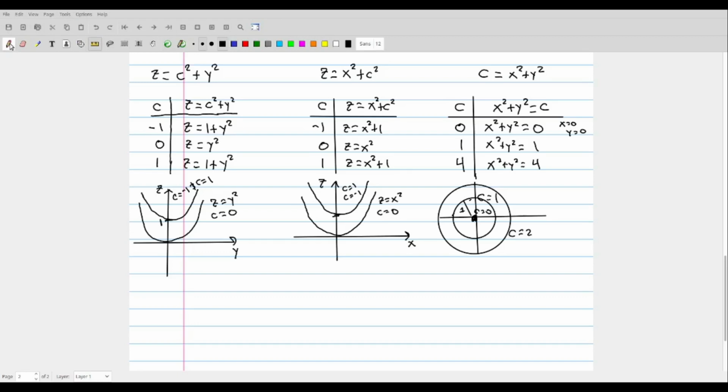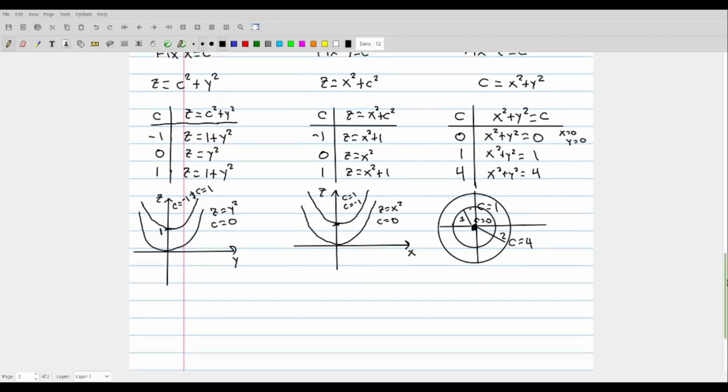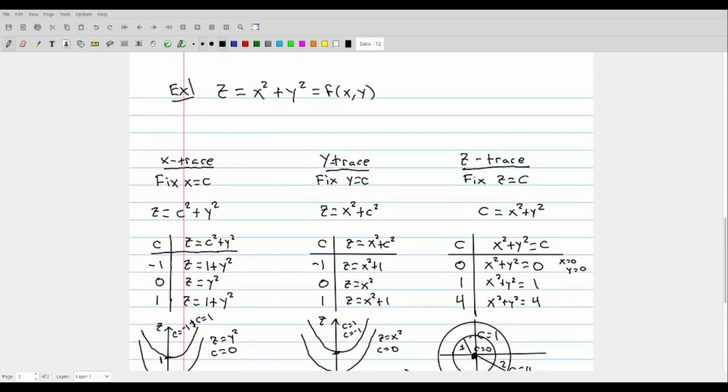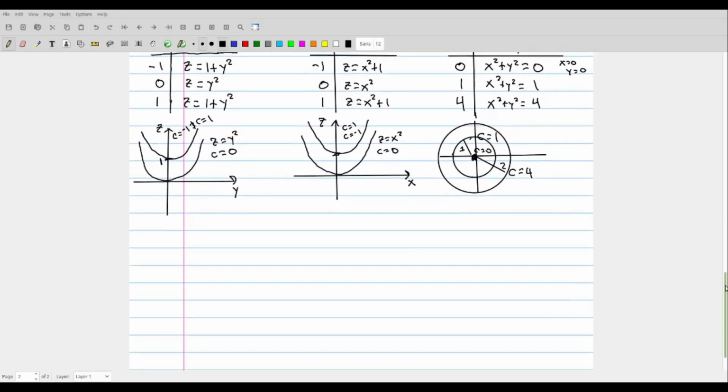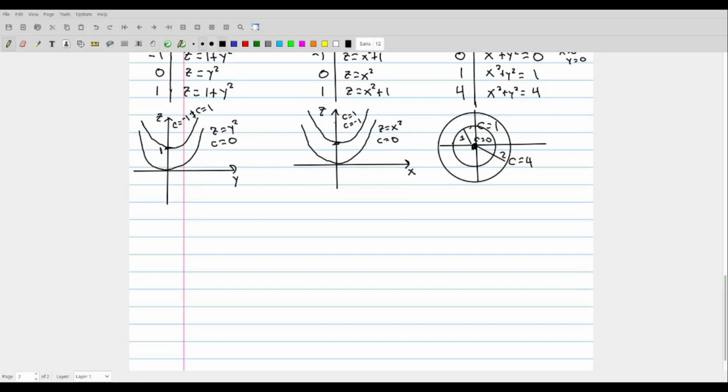So you see here the circle of radius 2 corresponds to, not c equals 2, sorry, that was a typo. It corresponds to c equals 4. And for any other value of c, you have a circle as the trace of this expression, the expression z equals x squared plus y squared, along the z-axis. So we can use these in order to visualize what this surface is in 3D. You use these three traces to do this visualization, specifically.